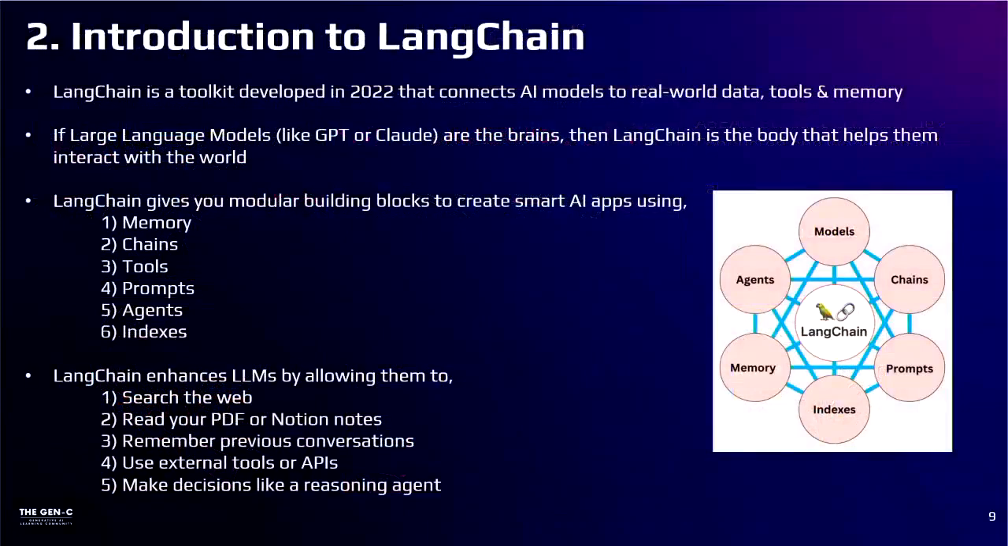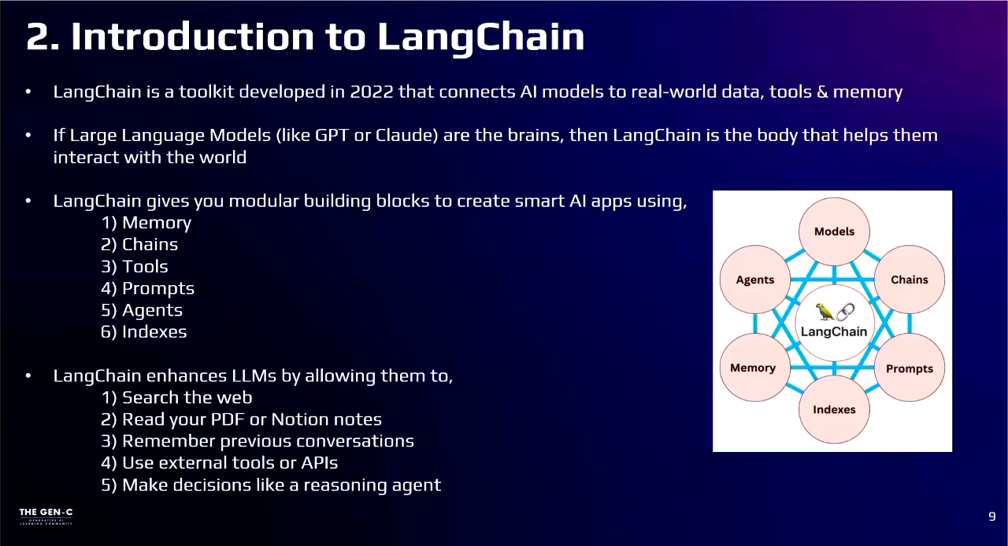Okay, so enough about Gen C. Let me give an introduction to LangChain. So if you are not aware, LangChain is a toolkit developed in 2022 that connects AI models to real-world data, tools, and memory. And it also helps you build intelligent apps faster. If LLMs like GPT or Claude are the brains, then LangChain is the body that helps them interact with the world.